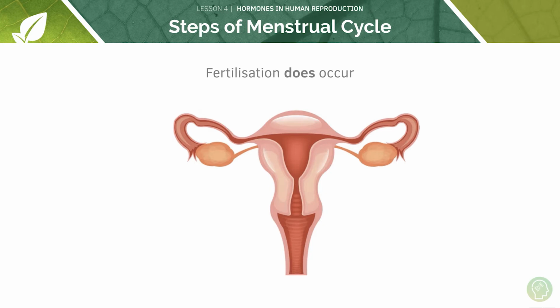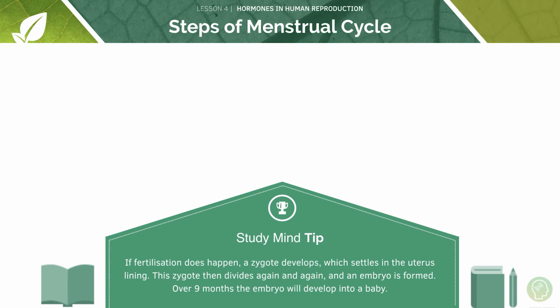Now, if fertilisation does occur, then we have a positive feedback loop in which progesterone concentrations are maintained within the female's body, and therefore we have maintenance of the lining of the womb.